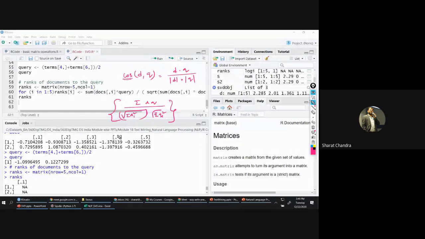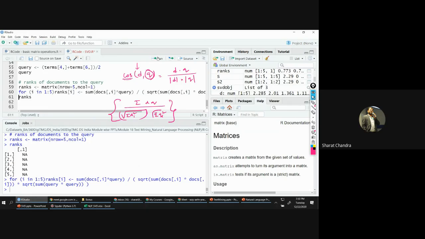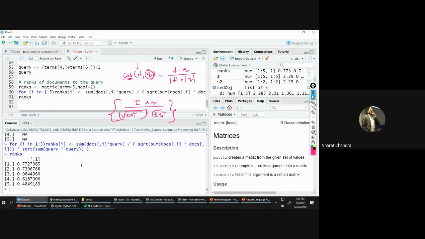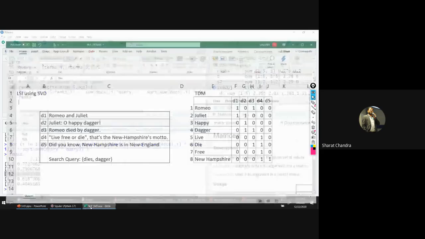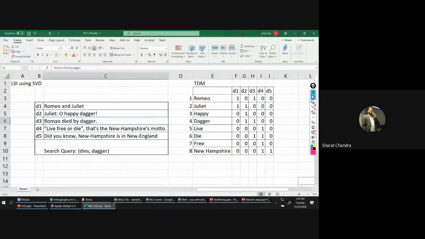If I do this calculation, I get the ranks for each and every document with respect to this particular query, right? So we are taking one document as a vector, query as a vector, and then we are measuring the similarity. And when I do this, these are the ranks. So what do we get here? The highest rank is for the third document, that is Romeo died by dagger.